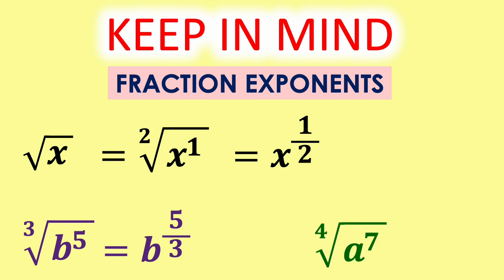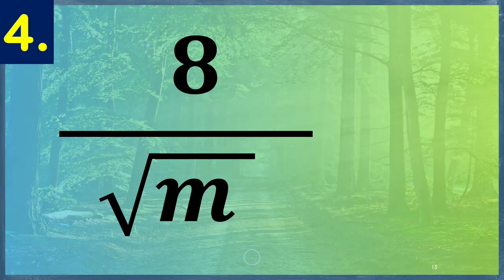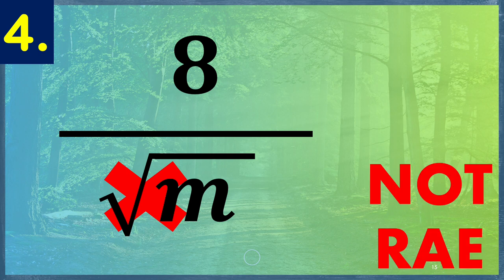Sa panghalimbawa, 4th root of a to the 7th. So, ang index root niya ay 4. So, kapag ginamitan natin or kinuha natin yung fraction exponents niya, it will become a raised to 7 over 4th power. So, tandaan, kapag yan ang nakita ninyo, these expressions are not rational. So, in number 4, 8 over square root of m. So, babalikan natin yung pinresent natin kanina at ipinaliwanag. So, since ang denominator niya ay square root of m, meaning hindi siya example ng rational algebraic expression.